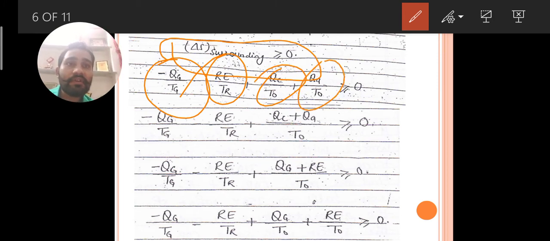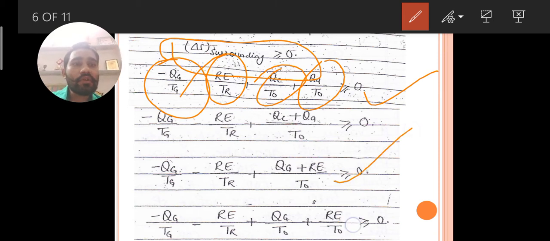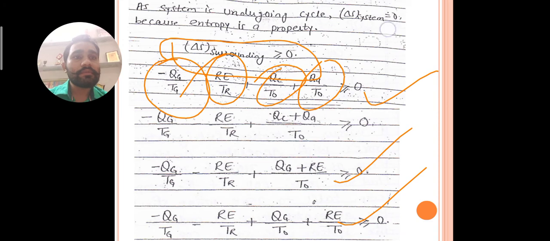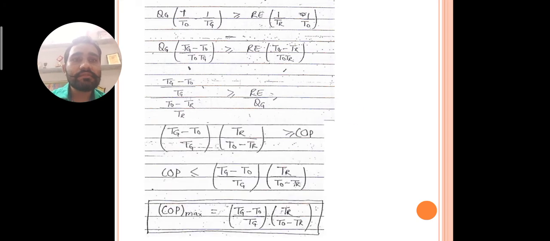So now we have a new kind of inequality here. After solving and simplifying it, we get the result that the COP must be smaller than or equal to (Tg minus T naught) divided by Tg, into Tr divided by (T naught minus Tr), where T naught is the ambient temperature. For the COP to be maximum, it will be equal to the product of these two terms.